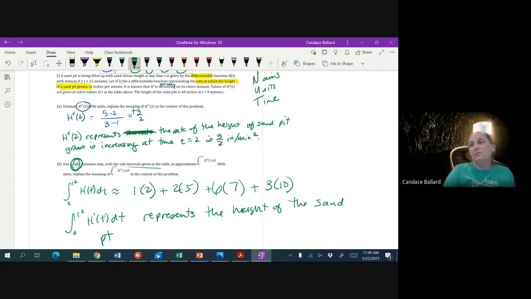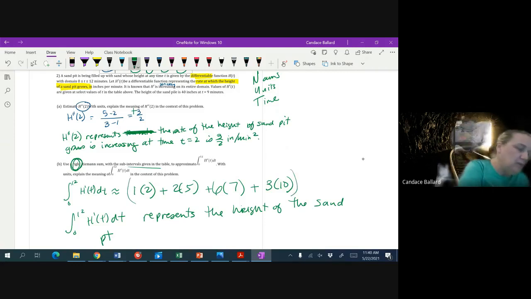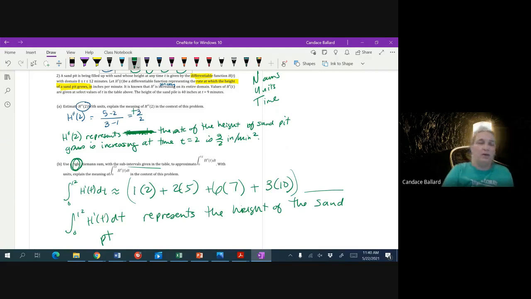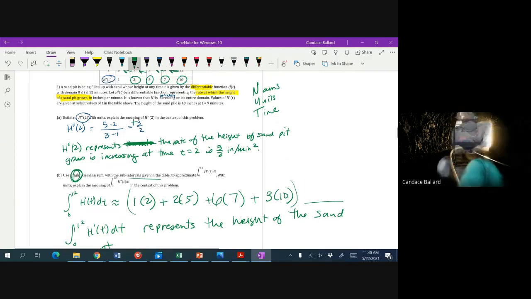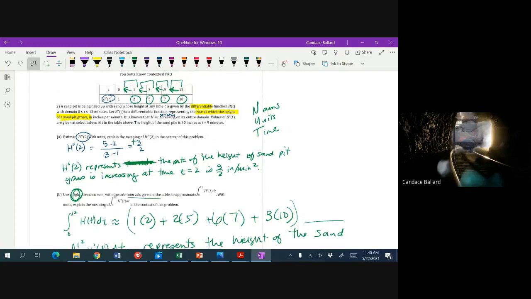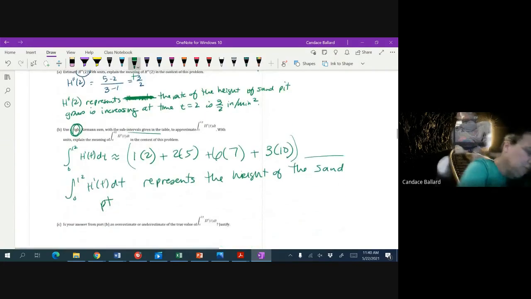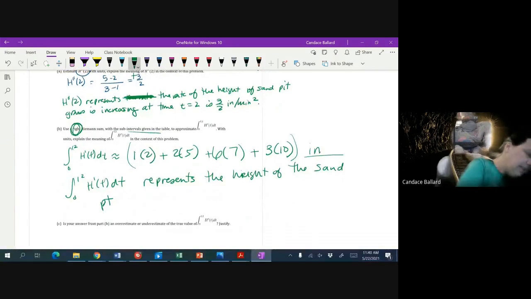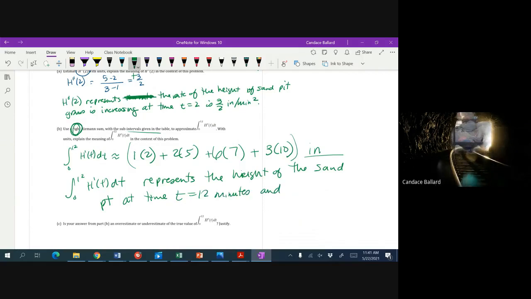Because there's two things I'm actually missing. I'm missing my units and my time. Even though it's awkward, I would probably put my units after this, and I might say them again in my explanation. So my units would be, let's see, inches per minute. So this would have been in inches, right? And then the height in the sand pit at time t equals 12 minutes. And then maybe say and measured in inches per minute, or measured in inches.